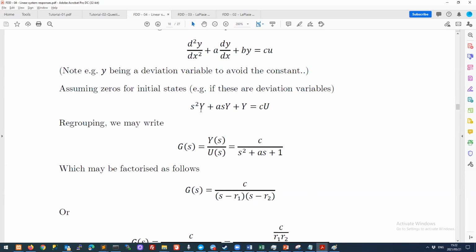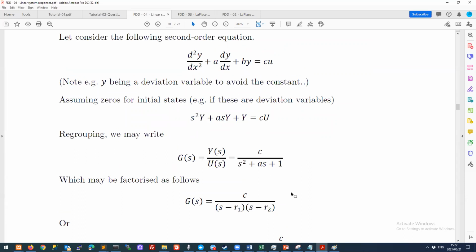Then you've got the same y in each term, so you can group out the y's and say c times u divided by s squared plus as plus 1. So that's what we've done here. Your transfer function y over u, we divide out that u, gives us this. So we've got a constant divided by a quadratic in s, and we know we can rewrite this quadratic in s as the product of two functions like this.